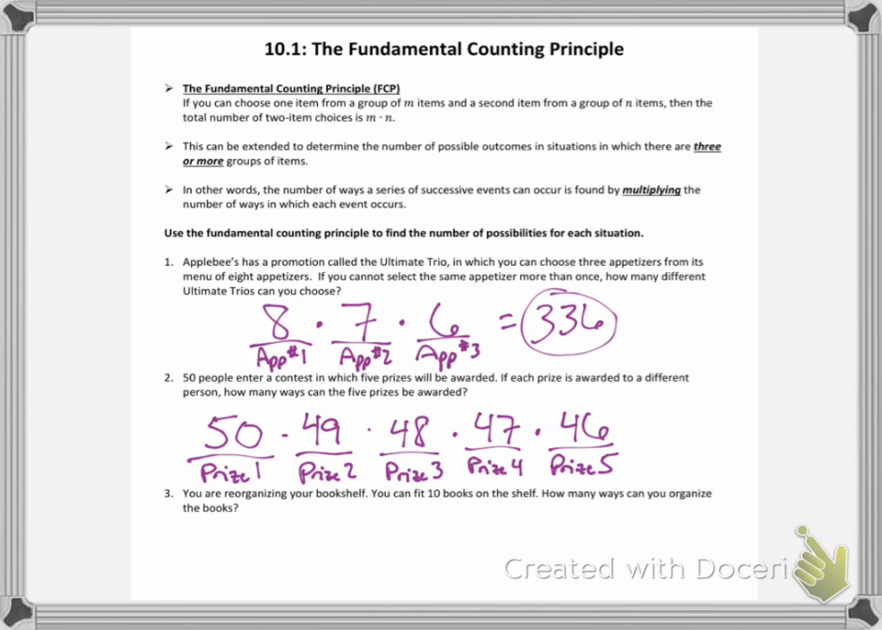The one thing about the fundamental counting principle is sometimes you tend to get some really big answers. It doesn't necessarily mean you did it wrong. Again, when you multiply stuff, you get big responses. For these, to figure out the amount of possibilities that 5 prizes can be awarded to 50 people, there are a total of 254,251,200 ways that these 5 prizes can be awarded.